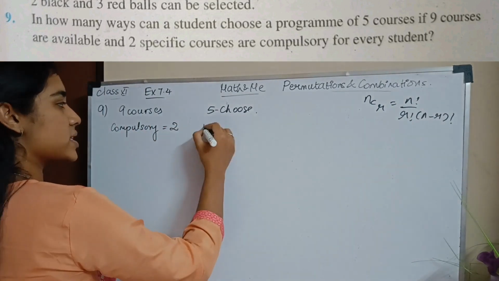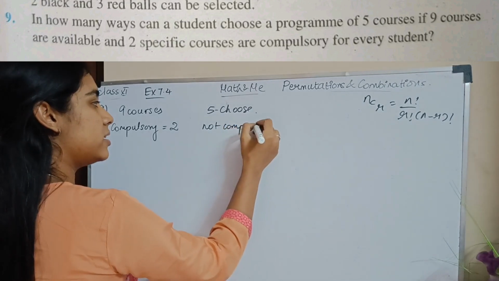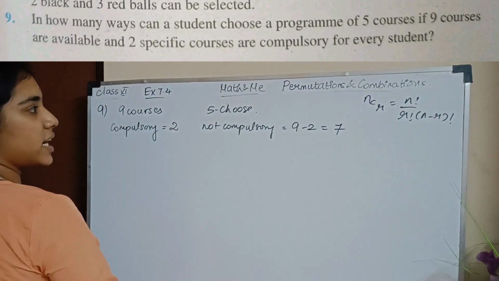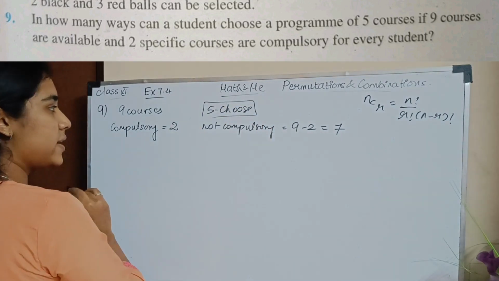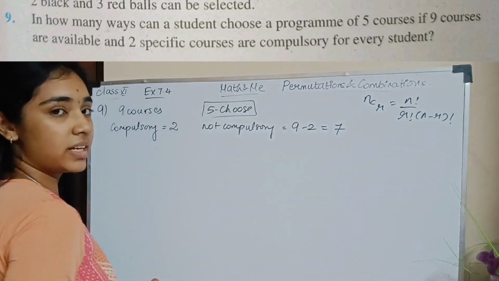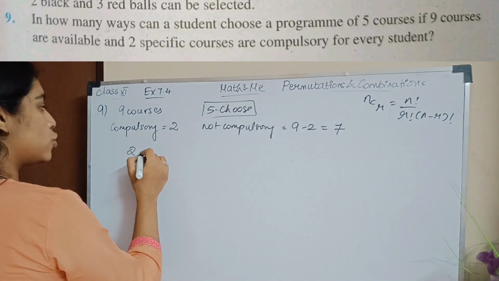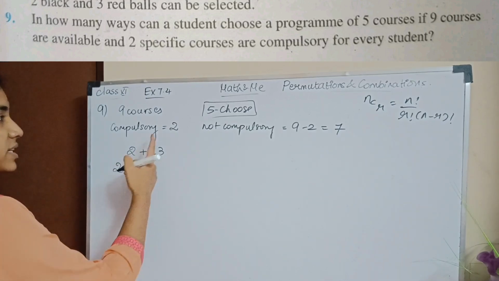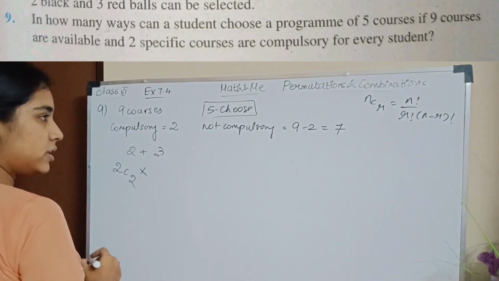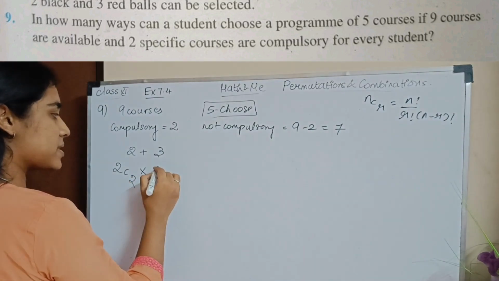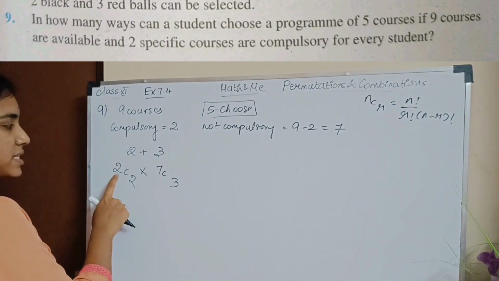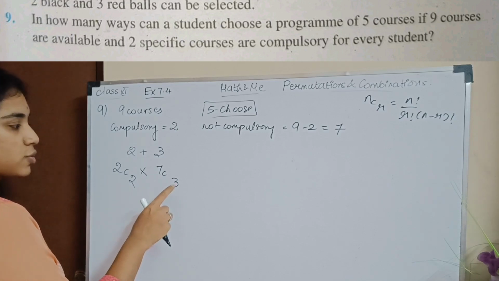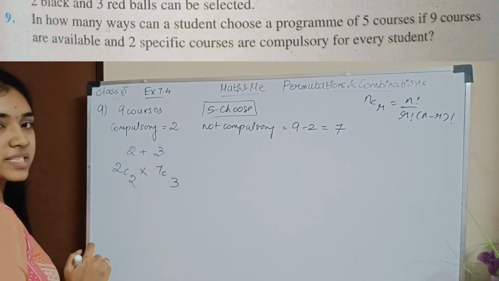So compulsory will be 2 courses and not compulsory will be 9 minus 2, which is 7 courses. In total there are 9 courses. I need to choose 5, out of which 2 are compulsory and 7 are not compulsory. So total are 2 compulsory courses plus 3 which are not compulsory. I can choose the 2 compulsory courses from the 2 that I have, because 2 is a must, and in total I have to choose 5 courses. So the remaining 3 I will take from the 7 not compulsory courses.